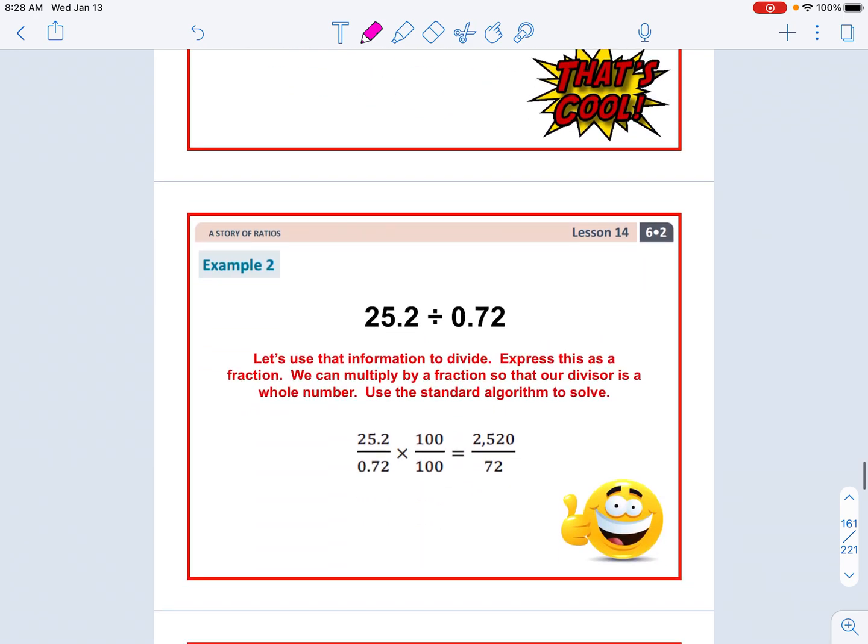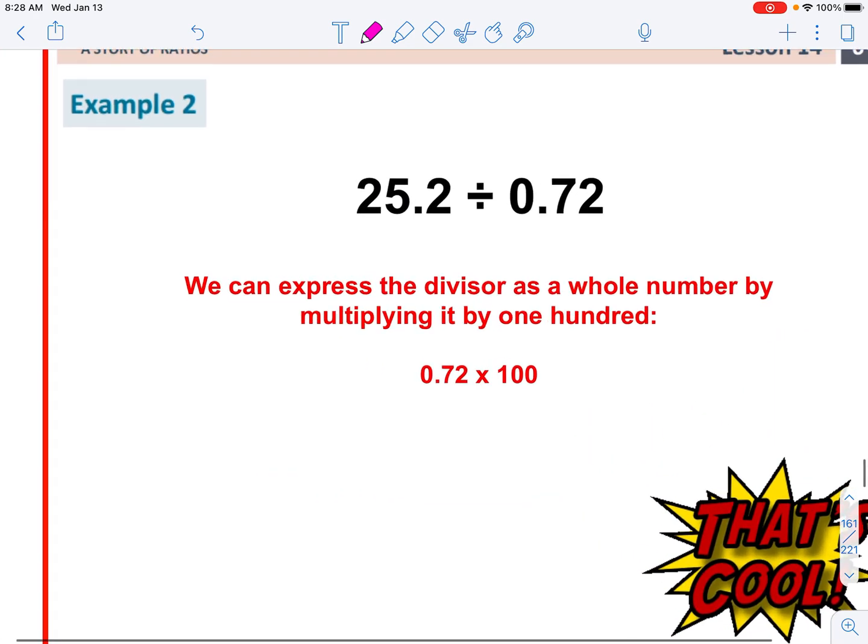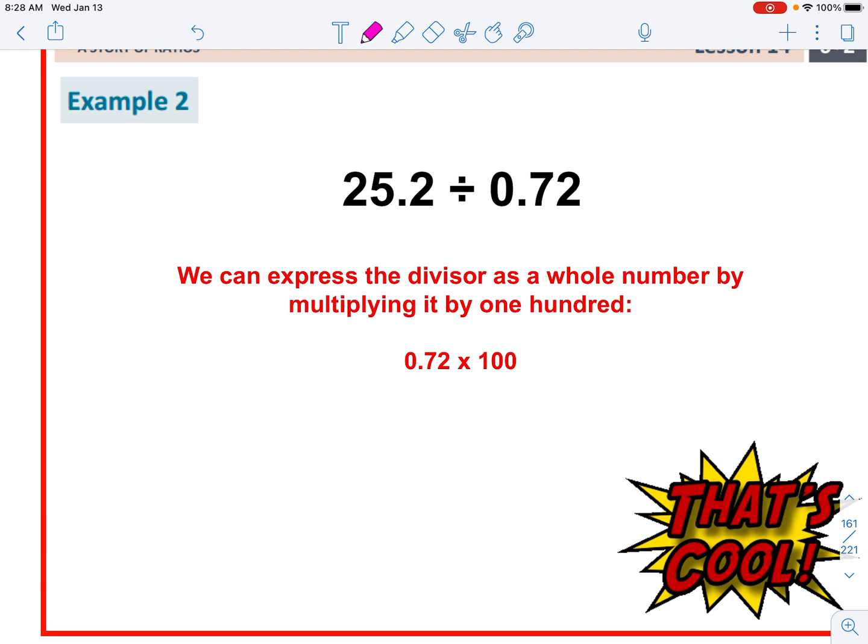Now, let's look at example 2. Okay? I have 25 and 2 tenths divided by 72 hundredths. Okay? The first thing that I have to do is turn 72 hundredths into a whole number. How I'm going to do that is I'm going to move the decimal 2 places to the right, okay, which is 72. Okay? Now, I have to move it 2 places to the right in the dividend as well.